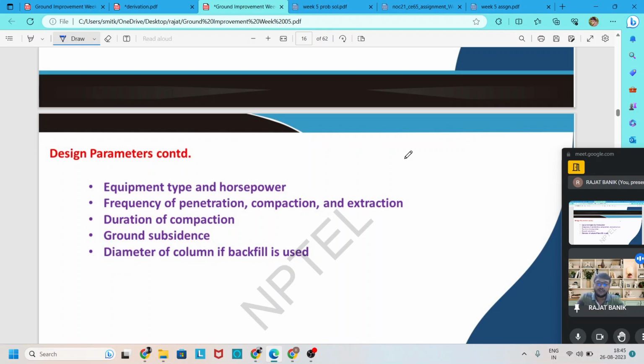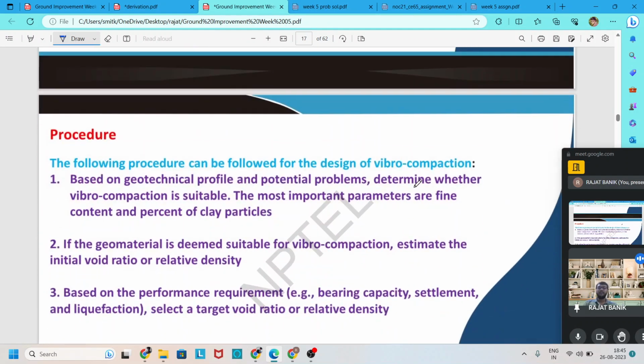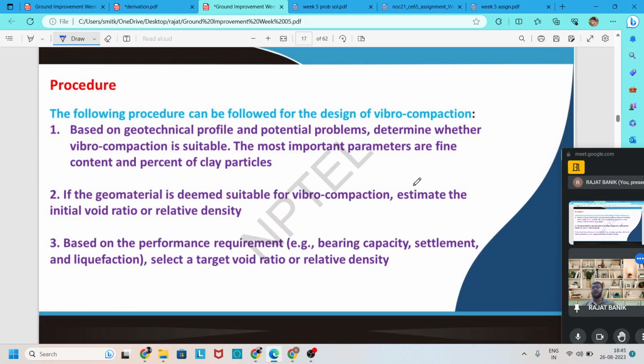We can also see the ground subsidence. If there is more subsidence, more backfill material is needed, and we also need to find out the diameter of the column. Moving to the next slide, we discuss the procedure, how to apply this vibro compaction in the ground.